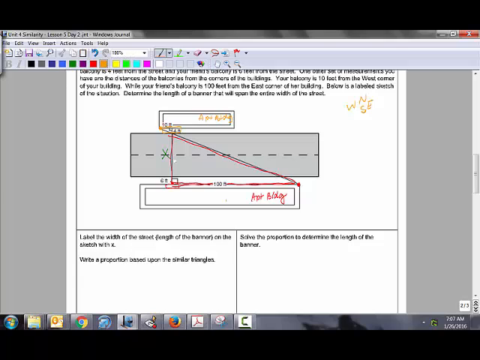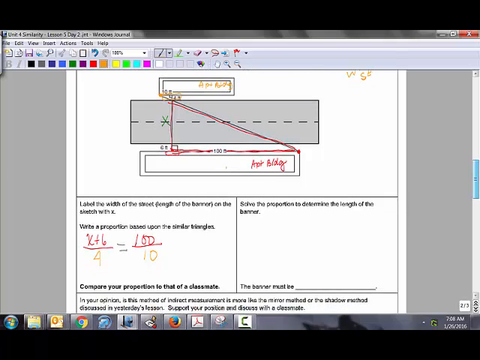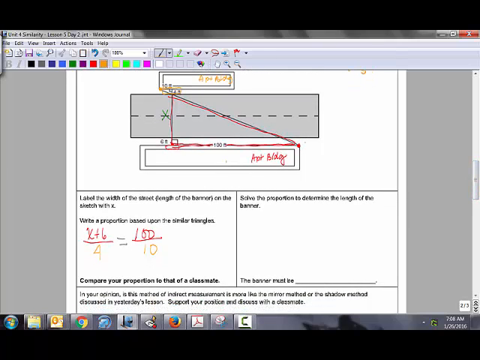So I'm going to go from this big triangle, which has this segment, the street plus the 6 feet to the balcony, compared to the 4 feet on the smaller triangle. And the 100 feet from the southeast corner compares to my 10 feet from the southwest corner. Or I guess this is the northeast corner. Sorry about that. All right, and now we can solve.